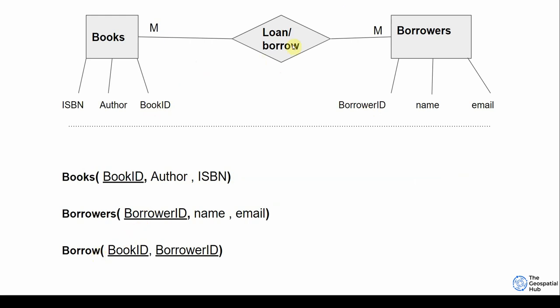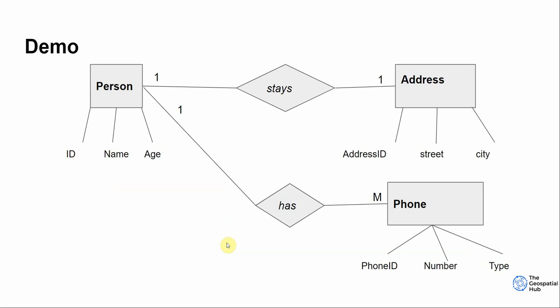So we have to create a new table called borrow. Now we have this table, which is the book table, and these are the attributes in the book table. We have the borrowers also, and these are the attributes. Now how do we represent the relationship? To represent the relationship, you have to create a new table, and the new table will contain both tables' primary keys. So that is the way to represent a many-to-many relationship.